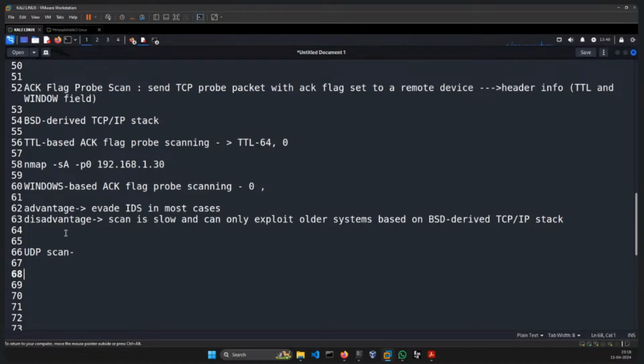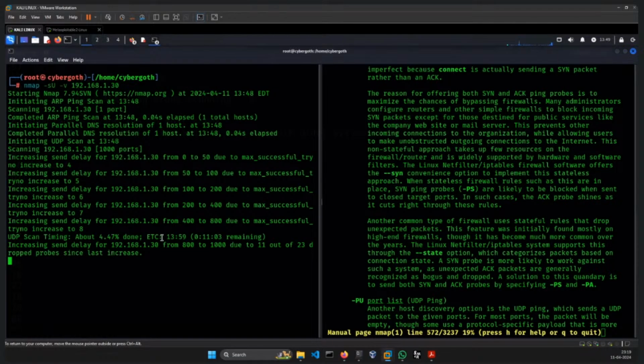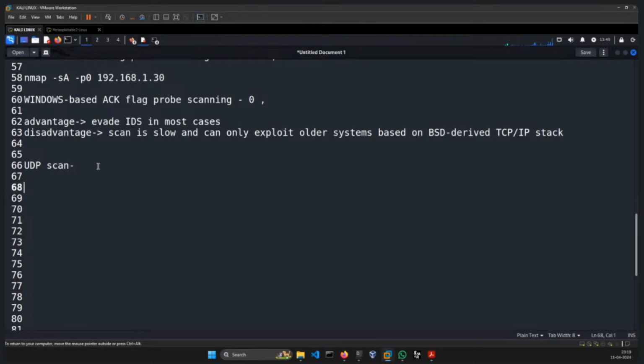UDP port scanning uses the UDP protocol, as suggested by the name, and it can be a bit more difficult than TCP scanning because you won't be able to determine whether the host is live, dead, or filtered. Can you see here any kind of response mentioning live, dead, or filtered? No, right? So understanding the response of this UDP scan is a bit difficult. Let's let this complete and you will see.